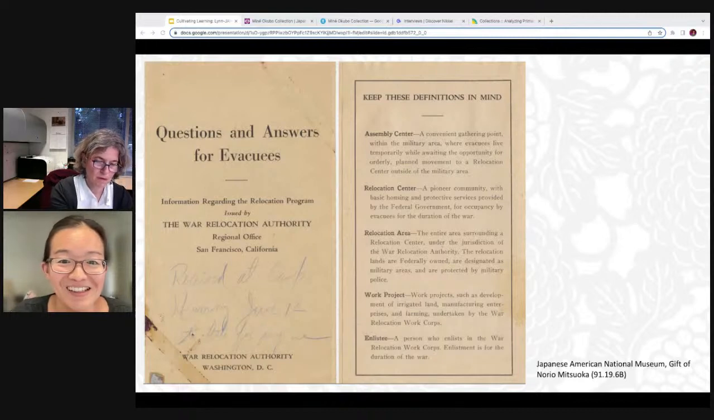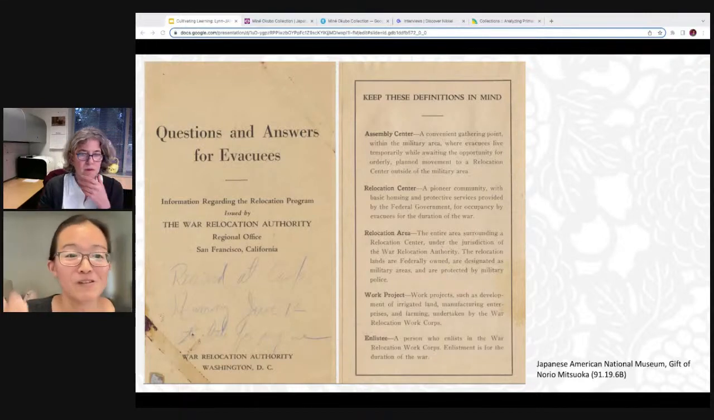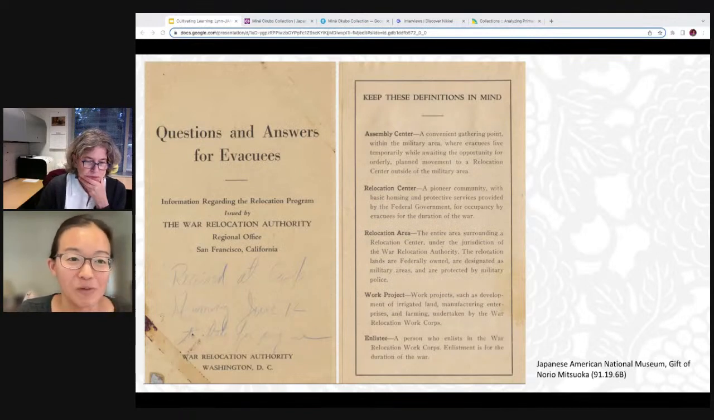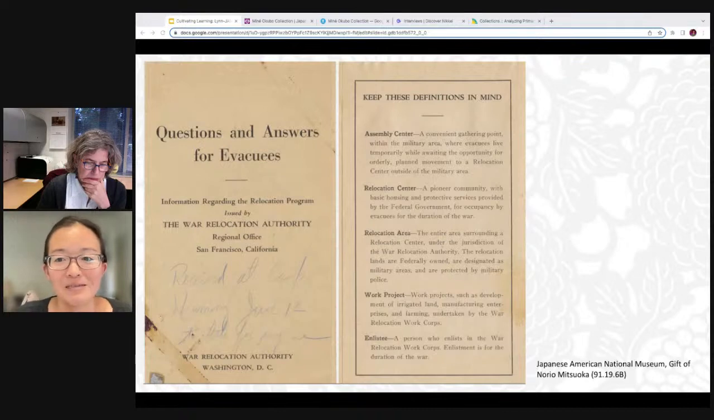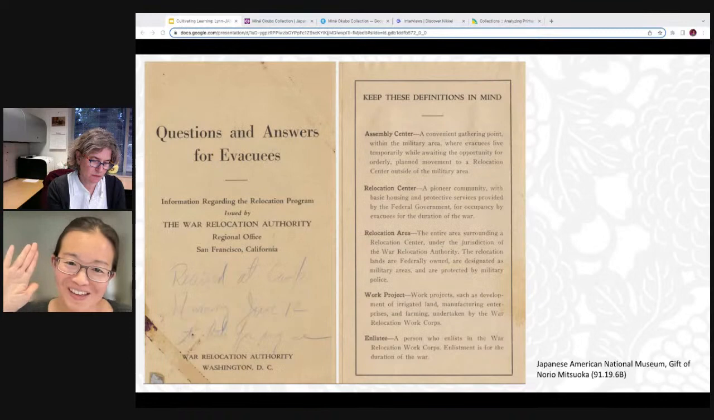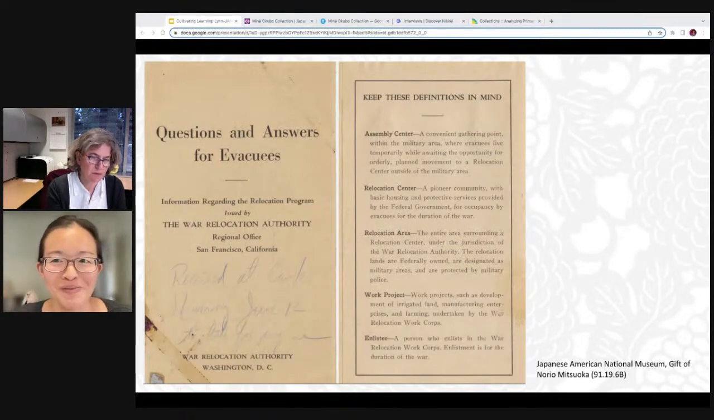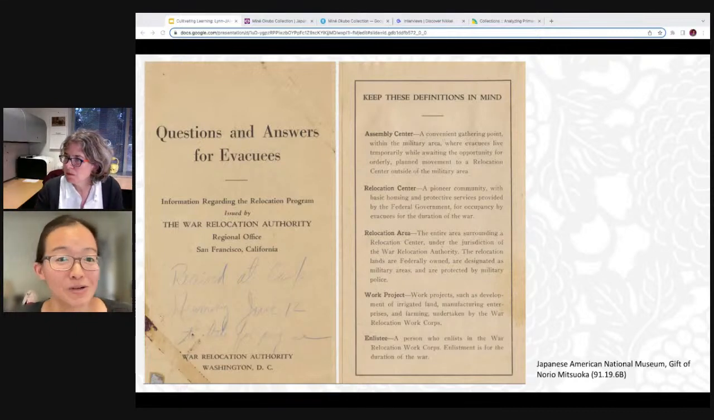Okay. Thank you. So this is, again, an official government document, coming from the War Relocation Authority, which was a government group set up to execute this whole forced removal process. And it's this question and answer pamphlet. Okay, so tuck that into your brains along with everything that's been observed here by the group. And let's look at another depiction of these temporary detention centers.